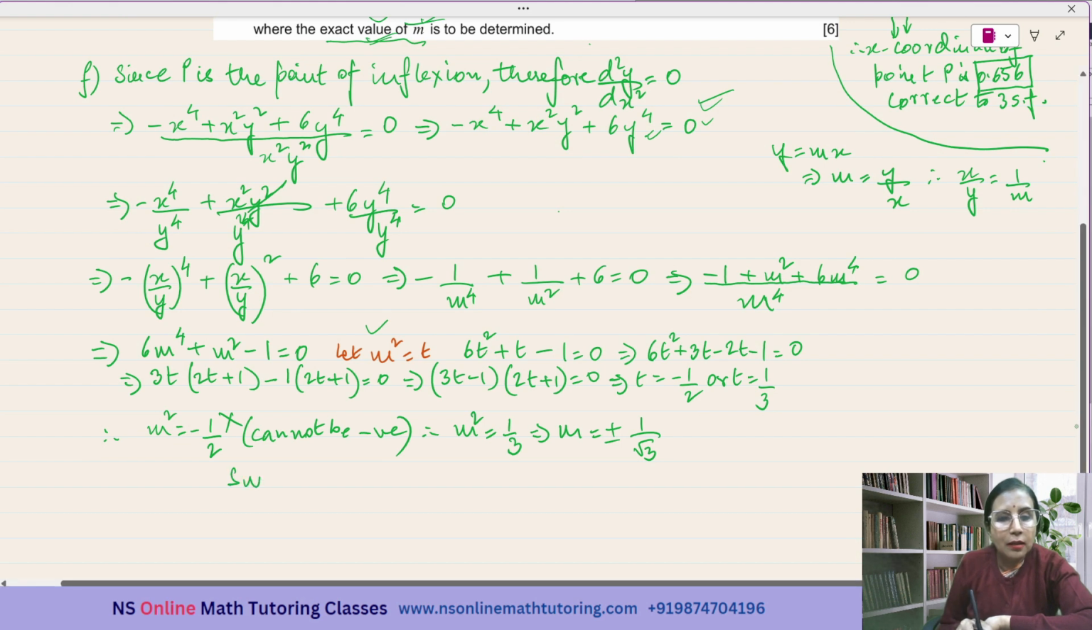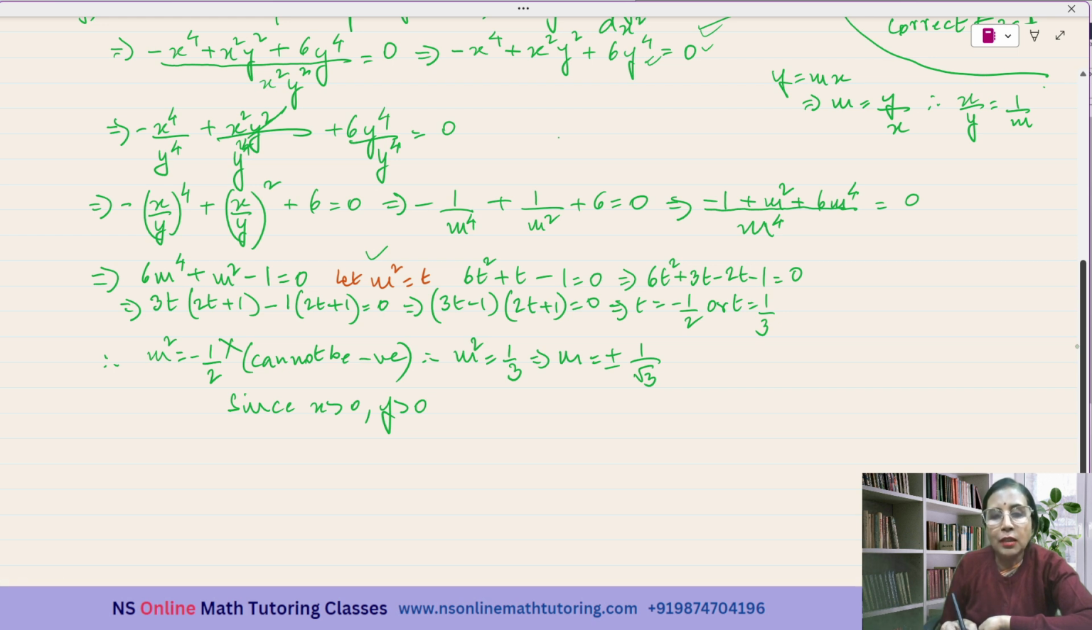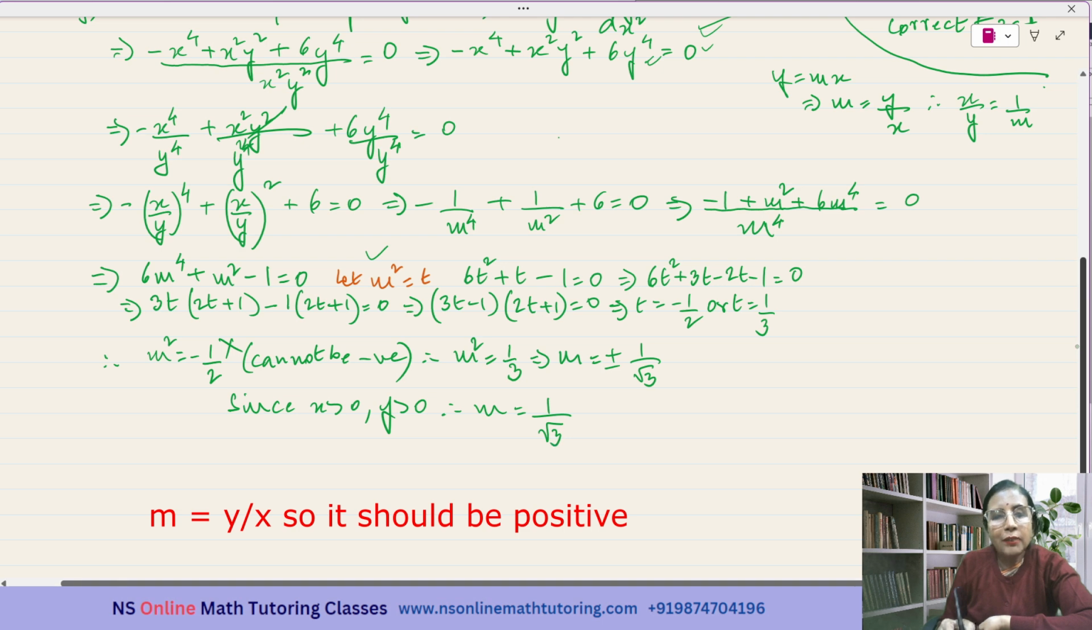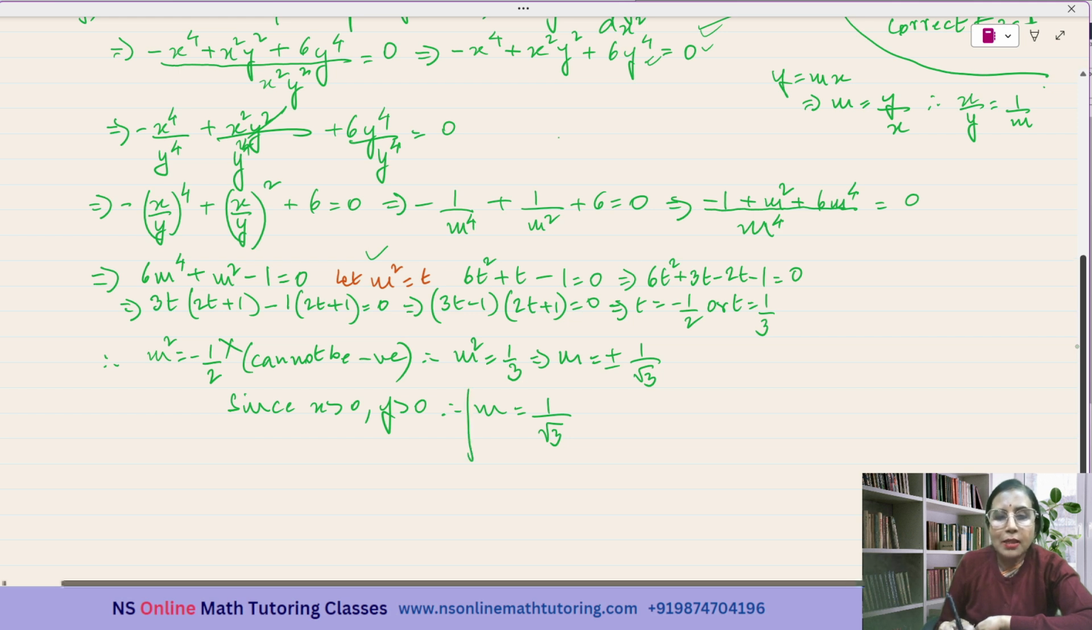Okay. So since x is greater than 0, y is greater than 0, I am not giving the graph. You can give a rough sketch also of the graph that we have just now seen. Therefore, m is equal to 1 over root 3. You can get the graph that will also be acting as the reason for your answer. Okay. So this is the answer for the part F. They have asked for the exact value, so we have to give 1 over root 3. Don't get the decimal equivalent.